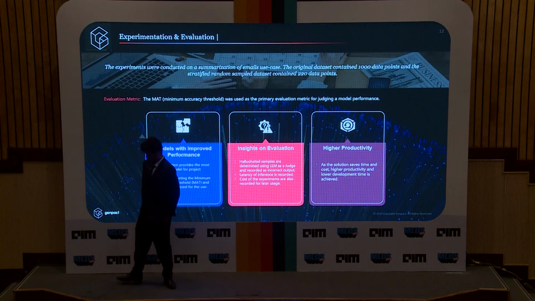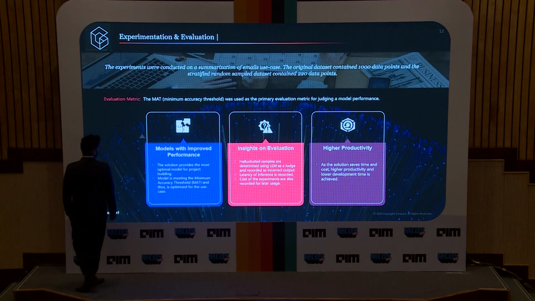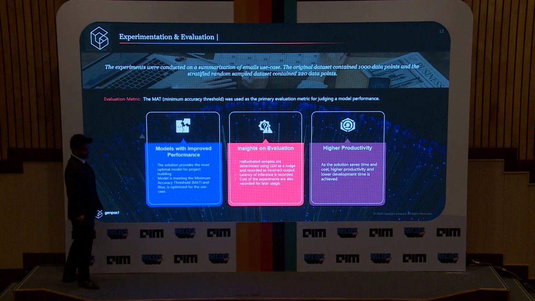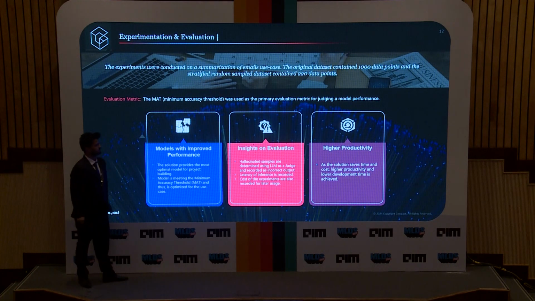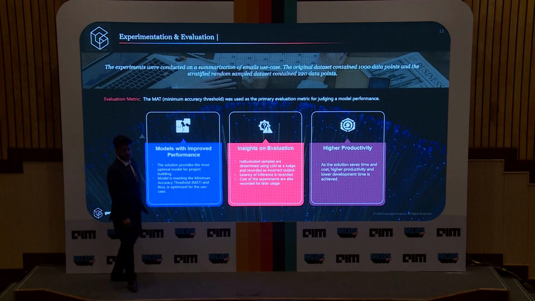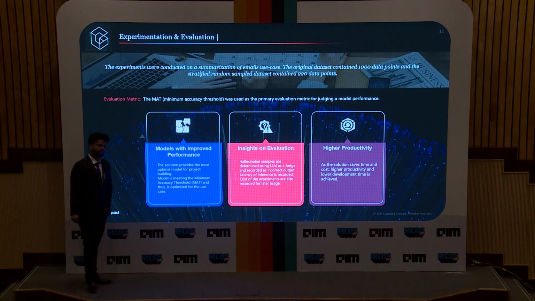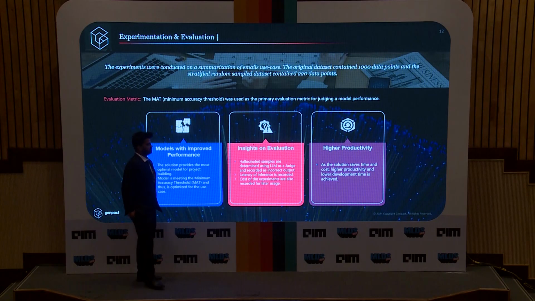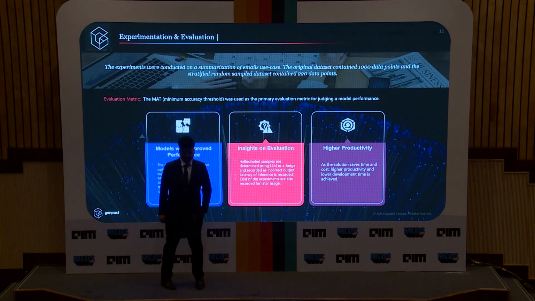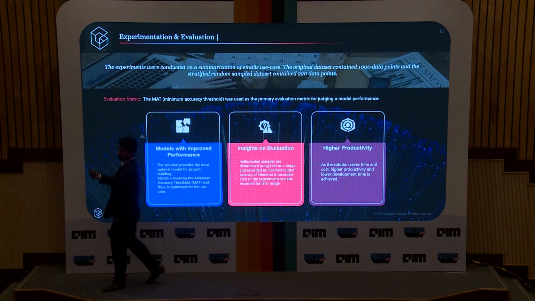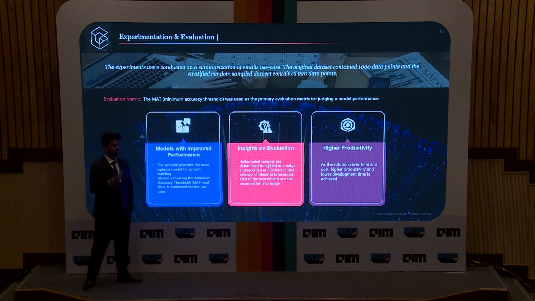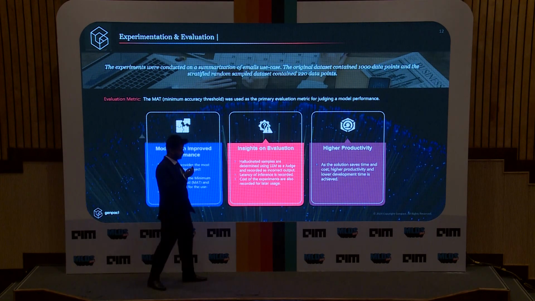Coming to the evaluation and experimentation, the data set I have already mentioned. It is a summarization of emails on which the entire set of experiments was conducted. A few of the key points in the evaluation metrics: models with improved performance. We are able to get the model which gives the minimum accuracy threshold with the minimum size. So the model performance improvement is evident. There are insights on evaluation. Now there will be cases of hallucination as well, which all of you must be familiar with. Those cases will be highlighted in the evaluation script itself.